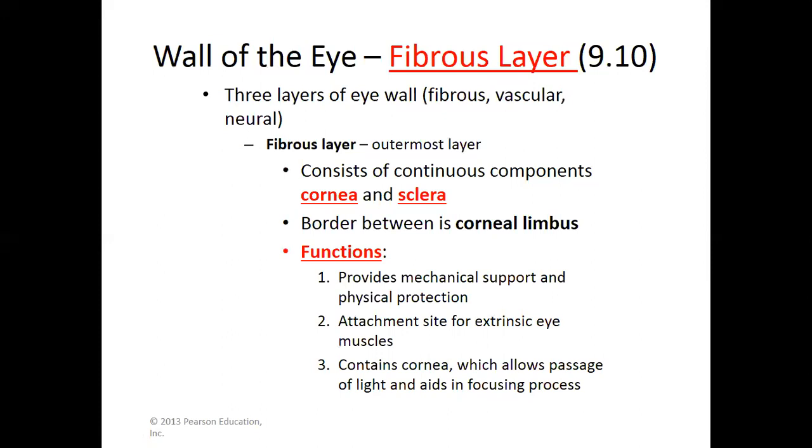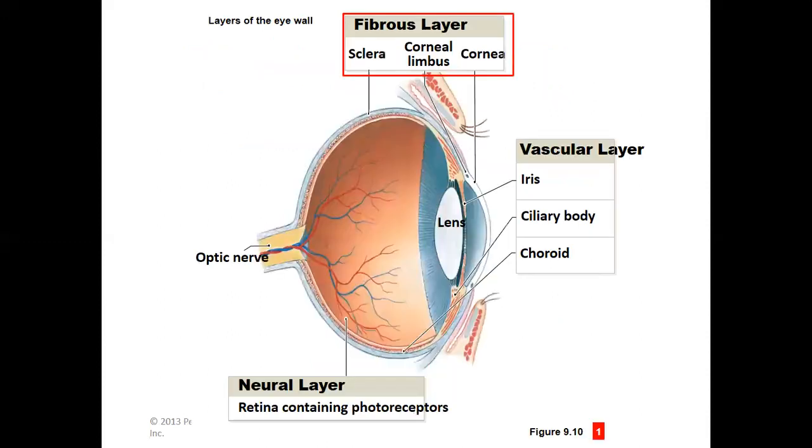There's 2 different sections of this outer fibrous layer because the cornea is basically clear, you can see through it, and the sclera is not, and they're located in different areas, but they are the same layer. It basically provides support and protection for the inner components of the eye, where the sensory receptors are located. It's also a point of attachment for the extrinsic eye muscles, those muscles that move your eyeball. And it contains the cornea, which allows light to pass into the eye and actually hit the retina, where the sensory receptors are located.